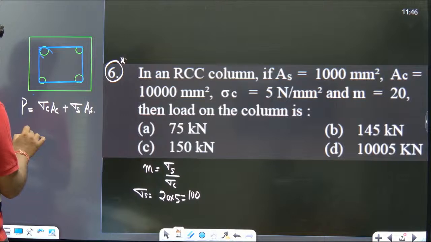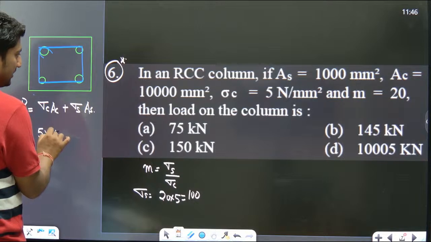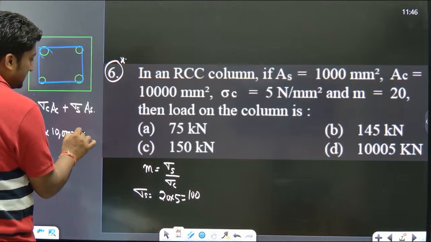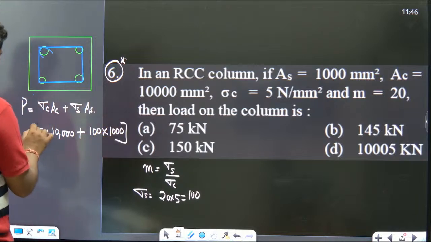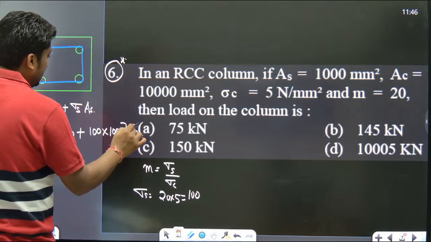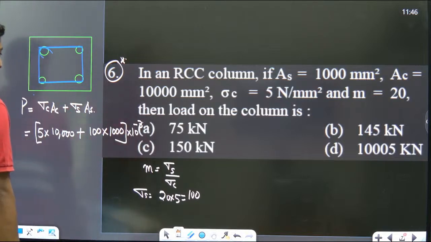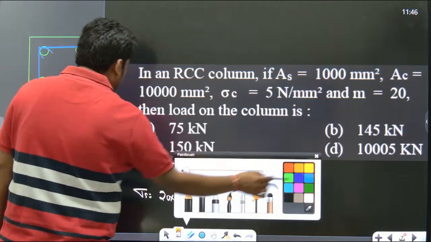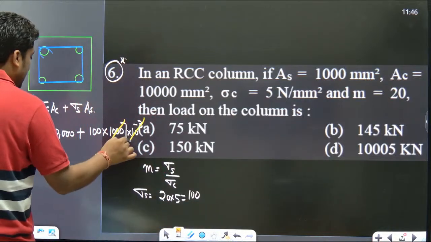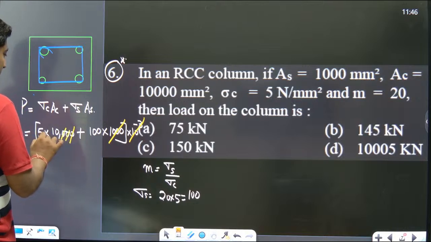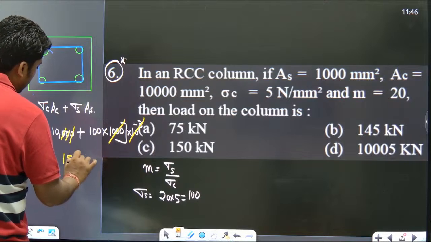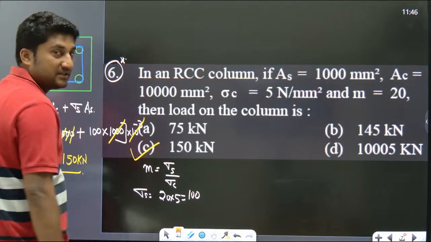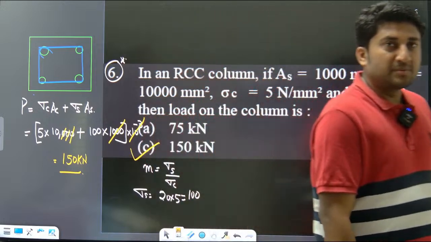You can see very carefully, stress in the concrete is 5 Newton per mm square into area of concrete 10,000, plus stress in the steel 100 into area of steel 1000. To convert this into kilonewton, multiply by 10 power minus 3. So 1000 is cancelled from each value. This is nothing but 50 and this is 100. So your answer will be 150 kilonewton. So what will be the correct answer? Option C is the correct answer.